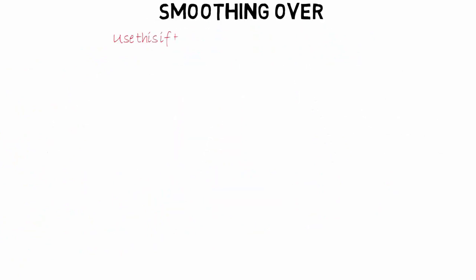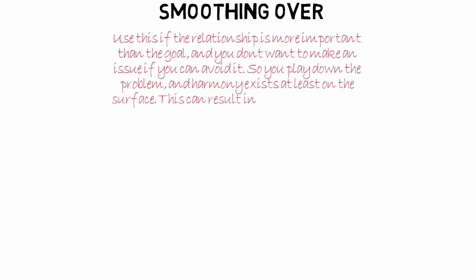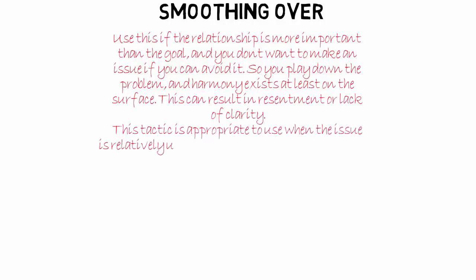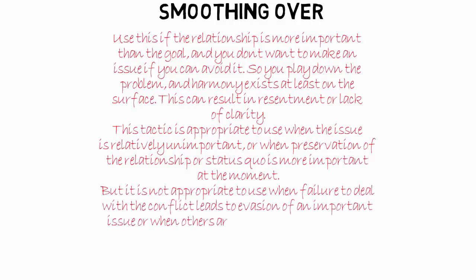Smoothing over. Use this if the relationship is more important than the goal, and you don't want to make an issue of it if you can avoid it. So you play down the problem and harmony exists, at least on the surface. This can result in resentment or lack of clarity. This is appropriate to use when the issue is relatively unimportant, or when preservation of a relationship or status quo is more important at the moment. But it's not appropriate when failure to deal with the conflict leads to evasion of an important issue, or when others are ready and willing to deal with the issue.